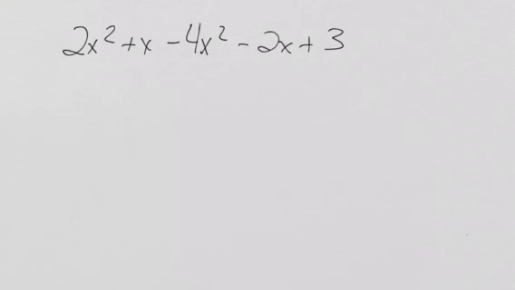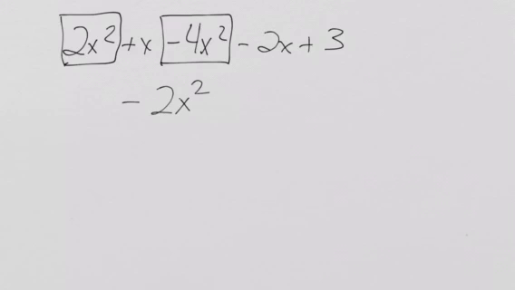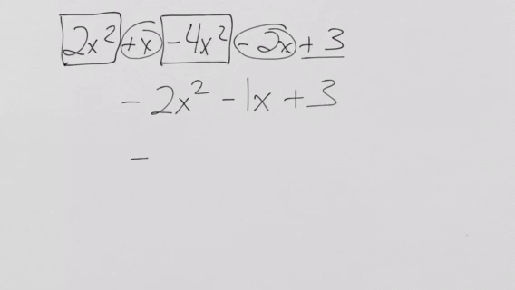Okay, this next one gets a little tricky. We have 2x squared, and then we have minus 4x squared. Well, 2 plus negative 4 is negative 2x squared. Now we'll go for the x's. Notice this is a plus 1x and a minus 2x, so that is minus 1x. And then we have our constant of 3. So it's negative 2x squared minus x plus 3.